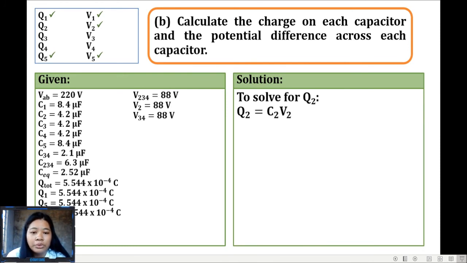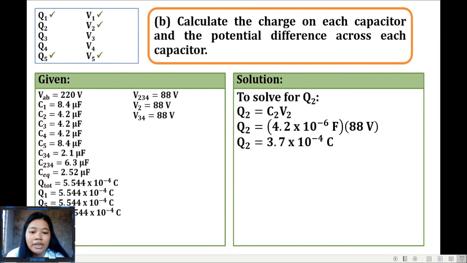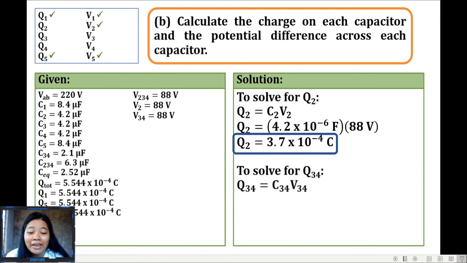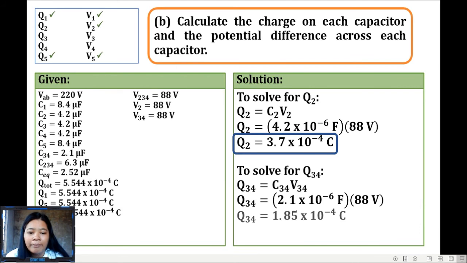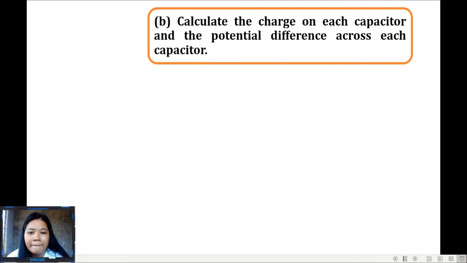So Q sub 2 is equal to C sub 2 times V sub 2. So 4.2 times 10 raised to negative 6 farads times 88 volts. And this gives us 3.7 times 10 raised to negative 4 coulomb. And then to solve for Q sub 34, we multiply C sub 34 and V sub 34. So 2.1 times 10 raised to negative 6 farads times 88 volts. This gives us 1.85 times 10 raised to negative 4 coulomb.